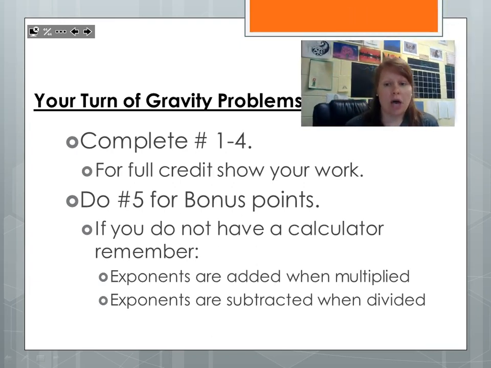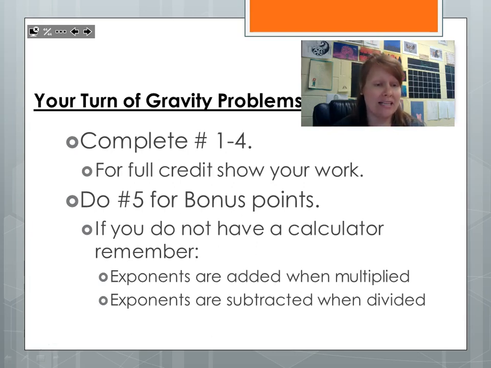All right, so your job is to complete numbers 1 through 4. For full credit, you must show your work. I don't know how you can do that on Google Docs. Some of y'all are smarter than me. You can figure it out. If you want to, make sure you share it with me. I can't see it unless you share it with me. Do number 5 for bonus points.